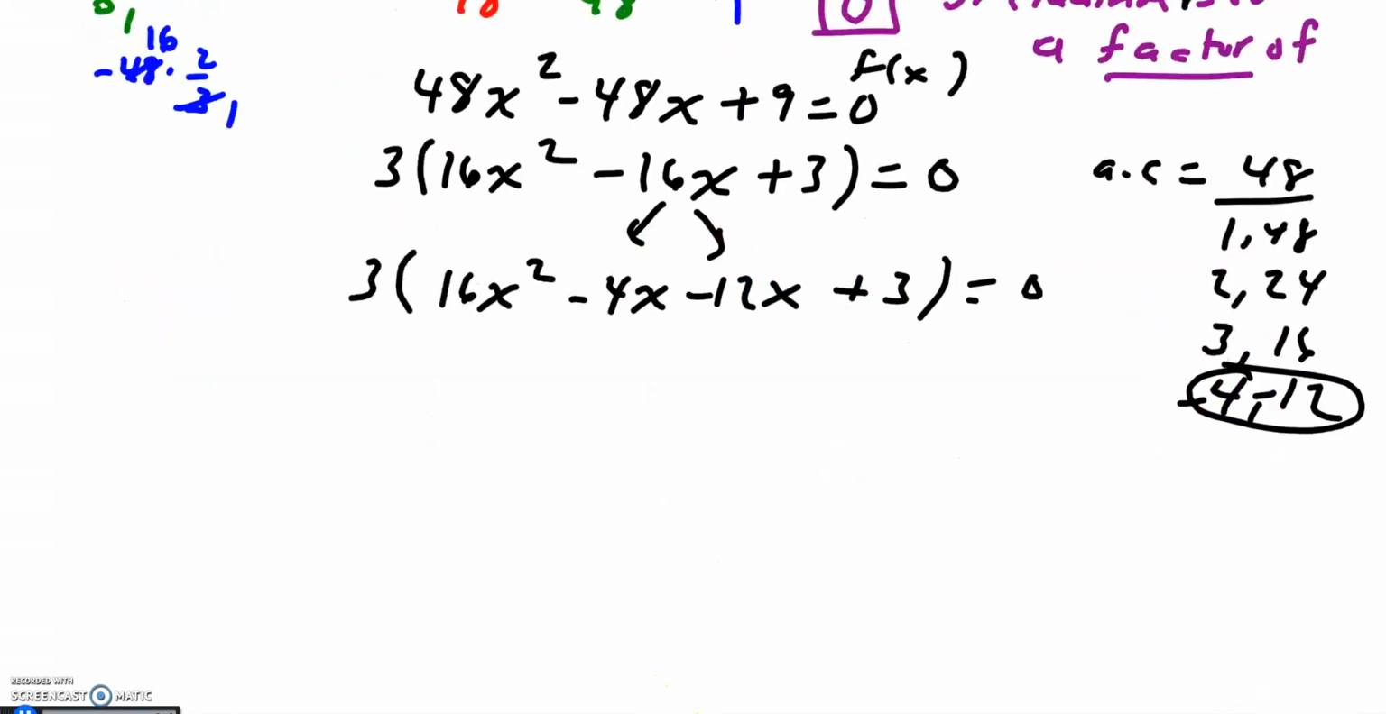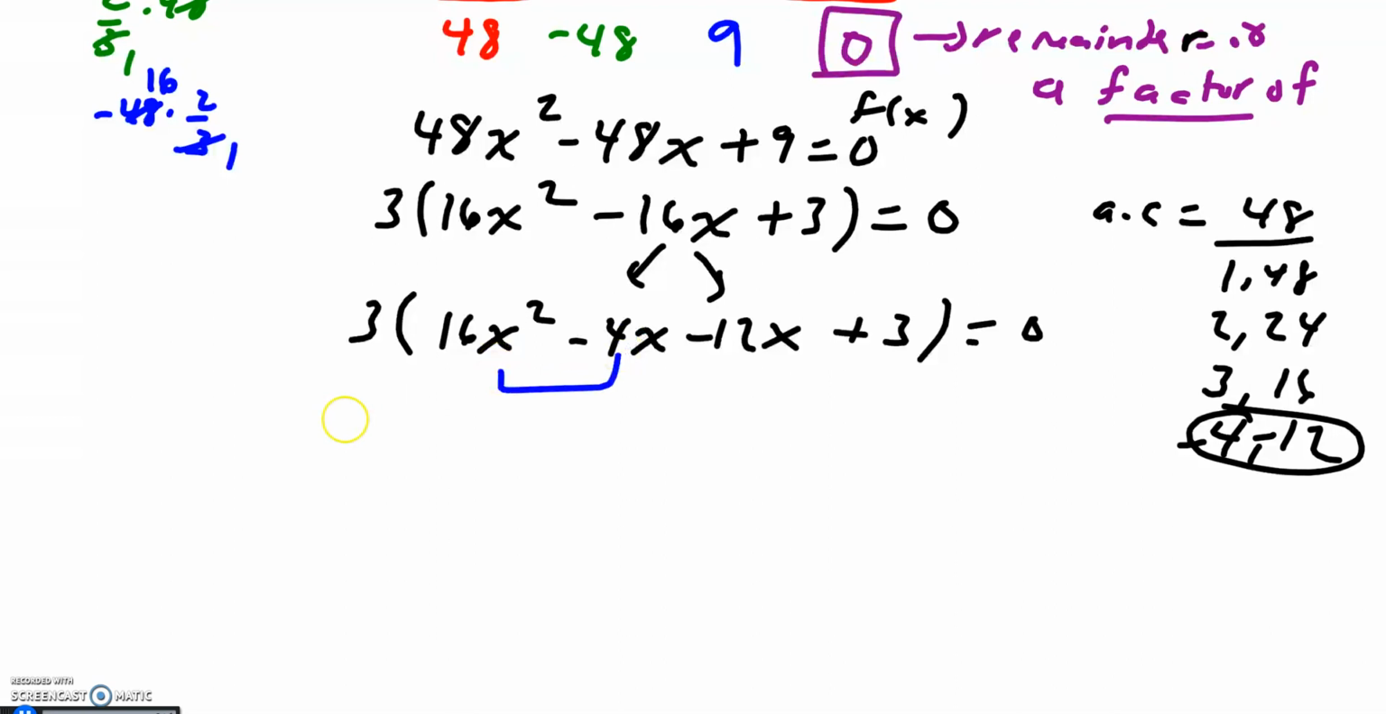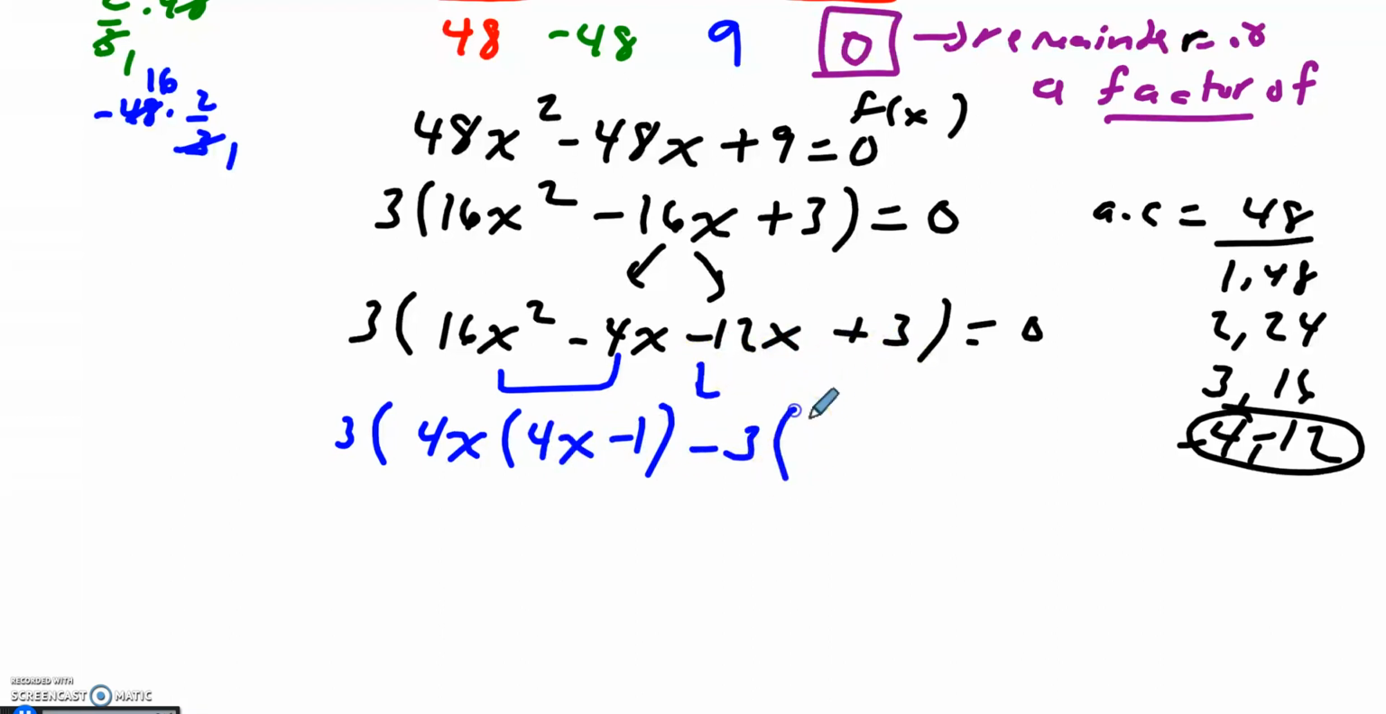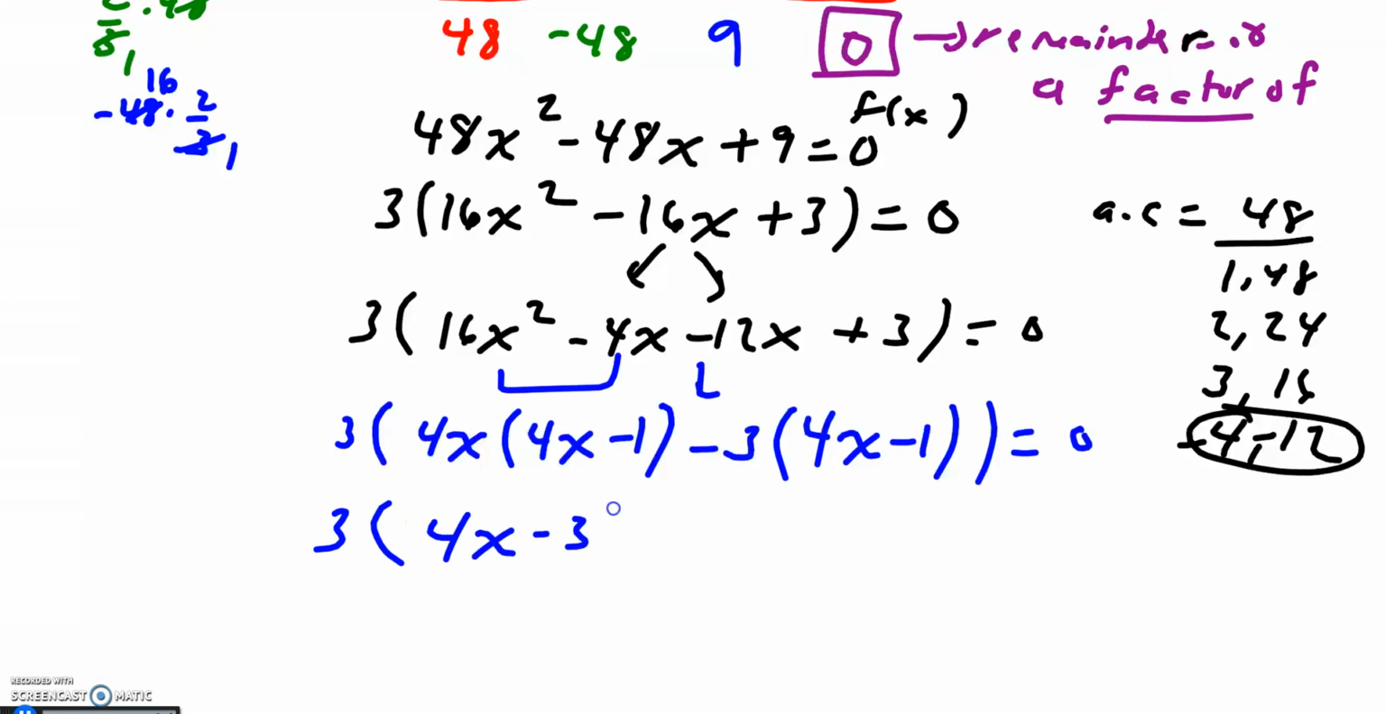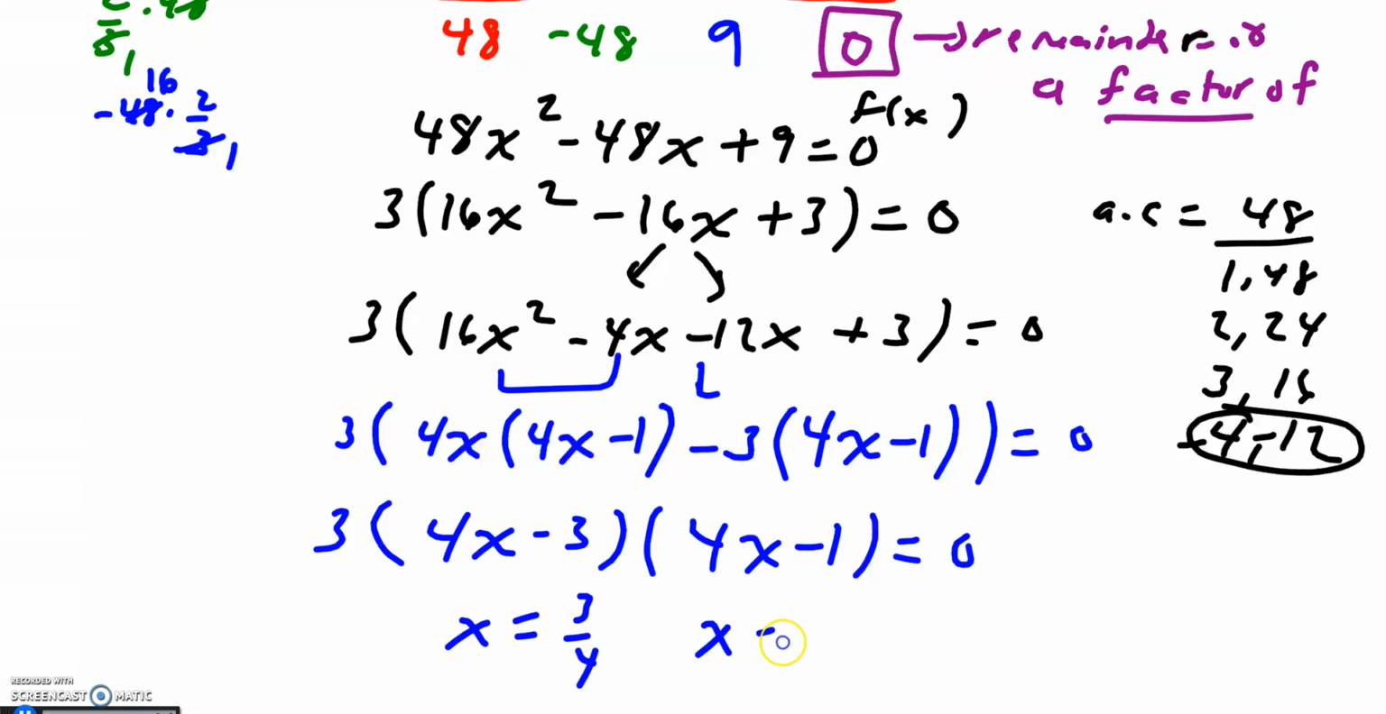I would have to then group. So I'd have 4x, 4x minus 1, carry down the negative, greatest common factor of 3, also left with 4x minus 1 equals 0. So I'd have 3 on the outside, one of my parentheses would be 4x minus 3, and the other would be 4x minus 1. And so if I set those equal to 0, I would get this root to be a positive 3/4, and I would get this root to be a positive 1/4.